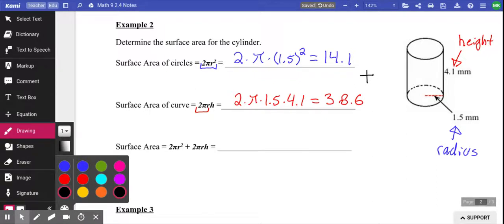What did you get? 52.7. Okay, yeah, I thought you said 452.7. I was like, I don't know how you got that one. That's a big number. So you go 14.1 plus 38.6, and it will equal 52.7.